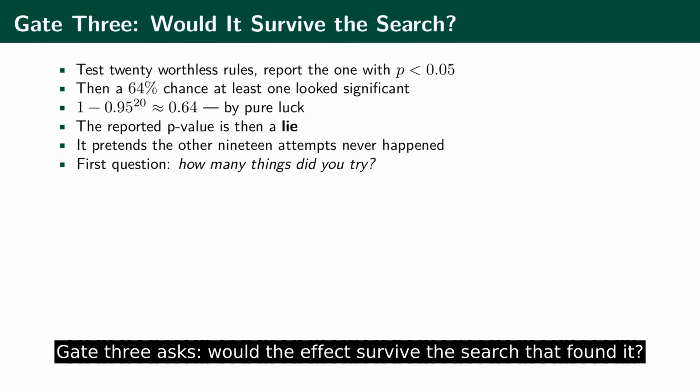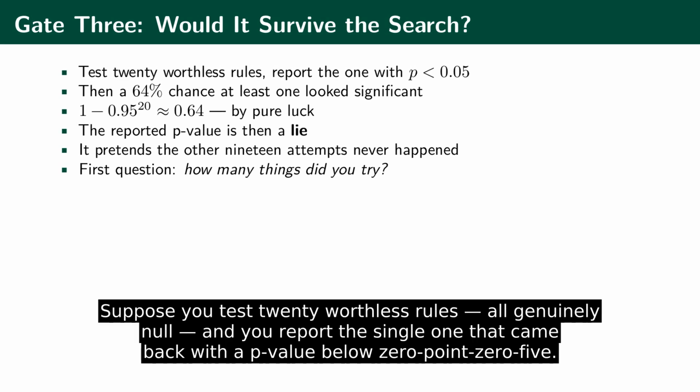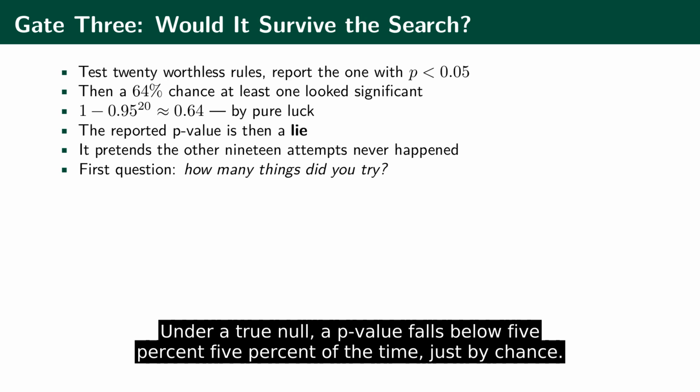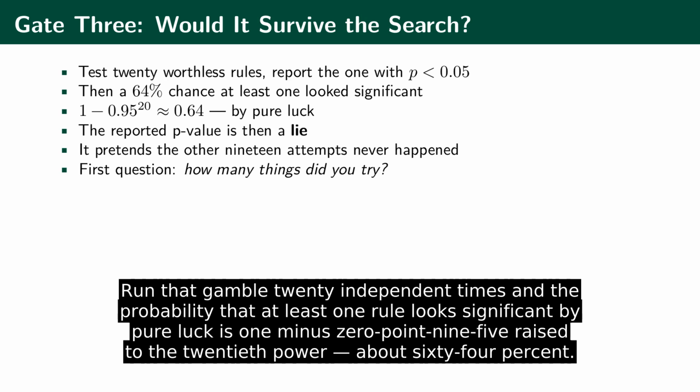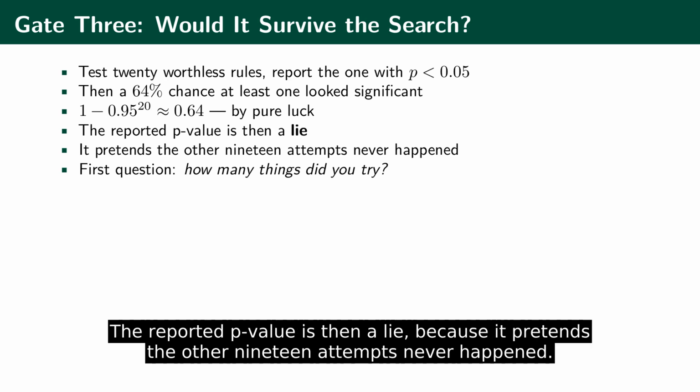Gate 3 asks, would the effect survive the search that found it? Here is the trap. Suppose you test 20 worthless rules, all genuinely null, and you report the single one that came back with a p-value below 0.05. Under a true null, a p-value falls below 5% of the time, just by chance. Run that gamble 20 independent times, and the probability that at least one rule looks significant by pure luck is 1 minus 0.95, raised to the 20th power, about 64%. So more likely than not, at least one dead rule will hand you a shiny result, and you will have reported a coin flip as a discovery.